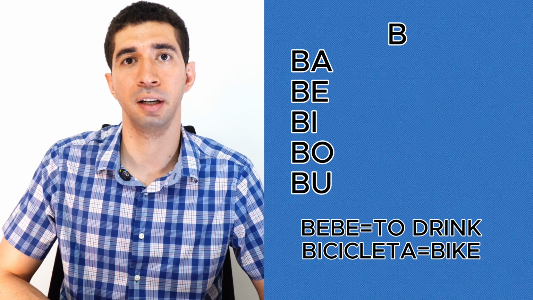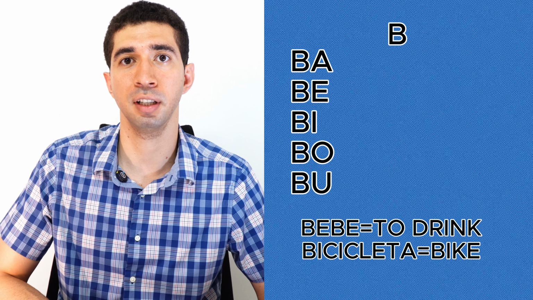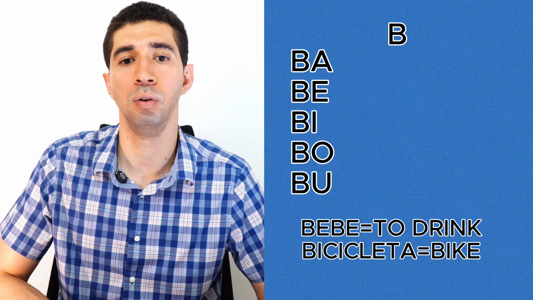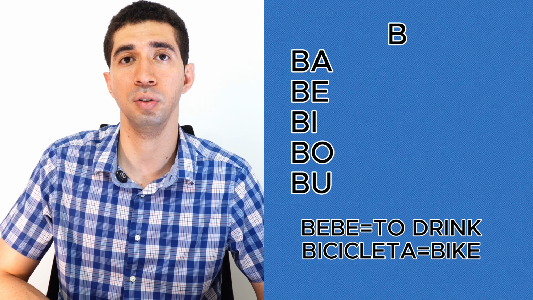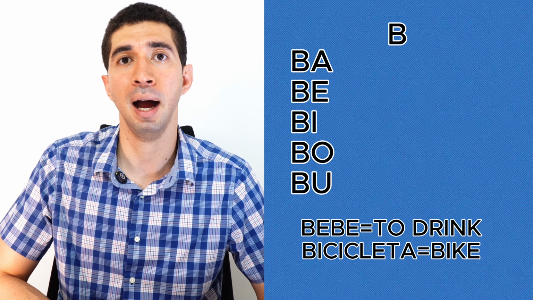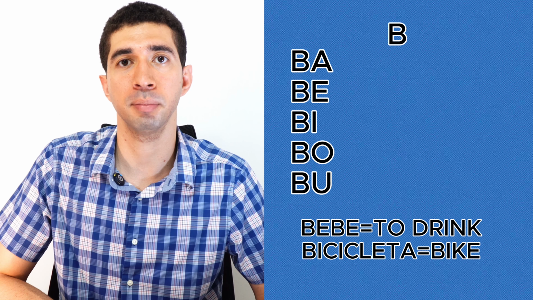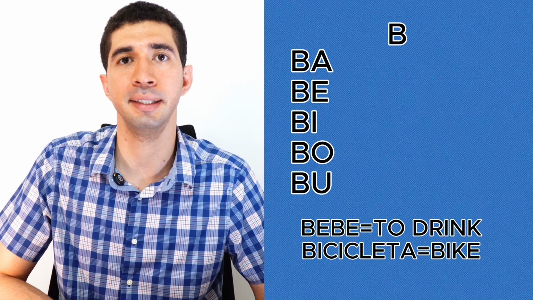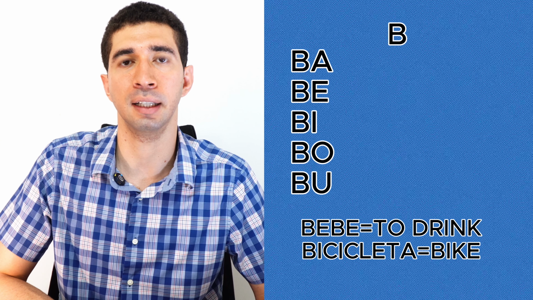Let's go to the letter B. We have 5 syllables. Ba, be, bi, bo, bu. If you want to get the most out of this video, please repeat. I'm going to repeat one time so you can listen to the syllables, and then the second time, please repeat after me, okay? Ba, be, bi, bo, bu. Now we have some examples. Bebé and bicicleta.